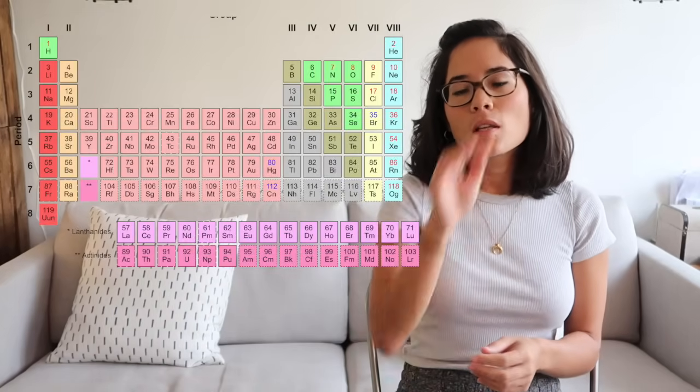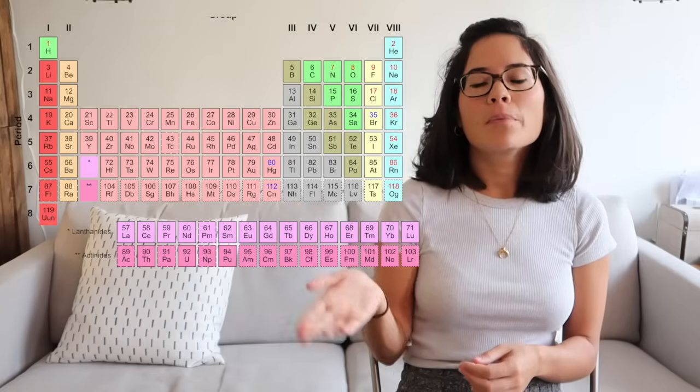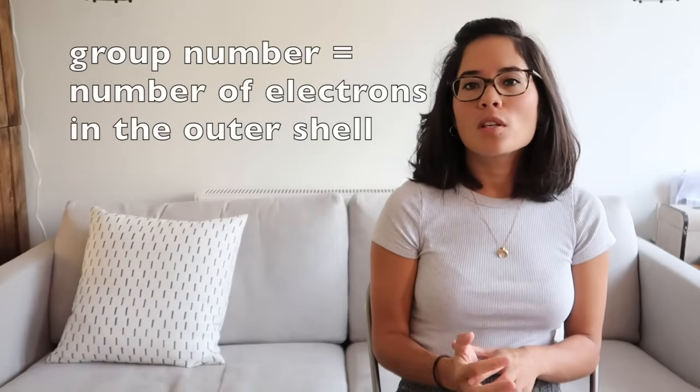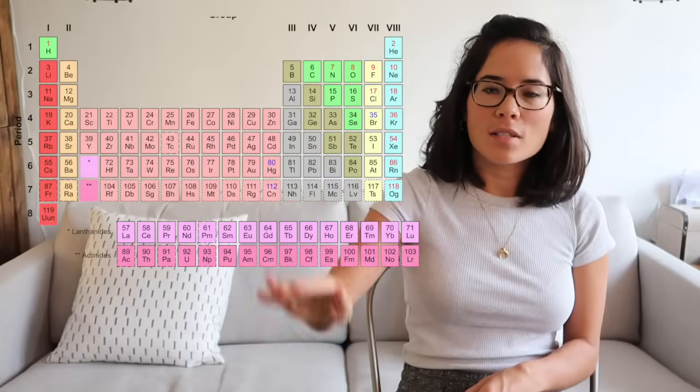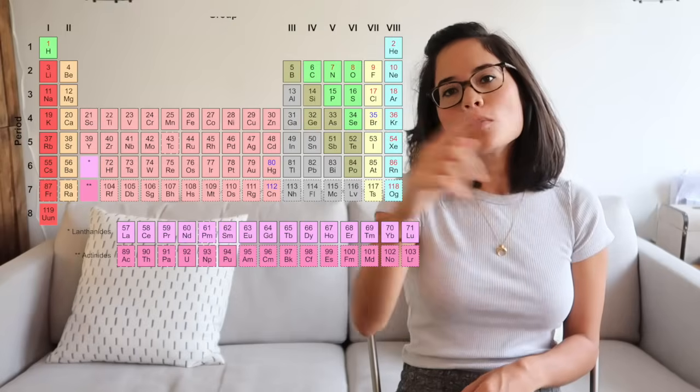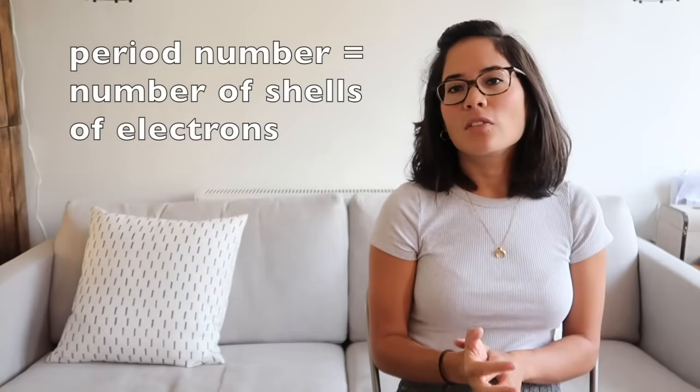Going back to the periodic table then, looking at group numbers and period numbers. The group numbers are the numbers that run along the top of the periodic table. The group number corresponds to the number of electrons in the outer shell. So group 1 elements will all have 1 electron in their outer shell. Now the period numbers run down the side and they refer to the rows. The period number will correspond to the number of shells of electrons.